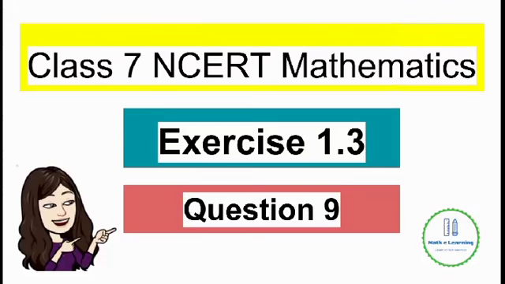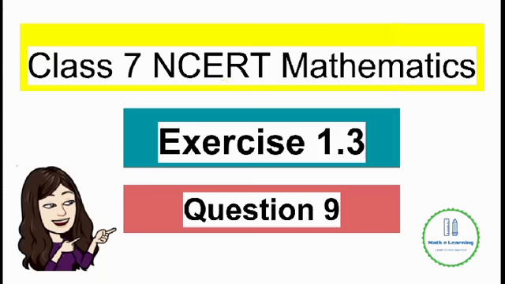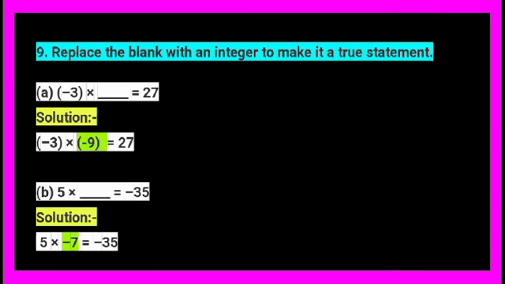Let's learn question number 9. Replace the blank with an integer to make it a true statement. So here we solve first, and it is -3 multiplied by dash is equal to 27. Now first of all, we observe the sign: it is negative and the answer is positive. One rule is that whenever you multiply two negative integers, you get a positive answer. So your second number should be a negative integer. 3 multiplied by what is equal to 27? It is 9, and we will write it as a negative integer because we have a positive answer. So here -3 multiplied by -9 is equal to 27.